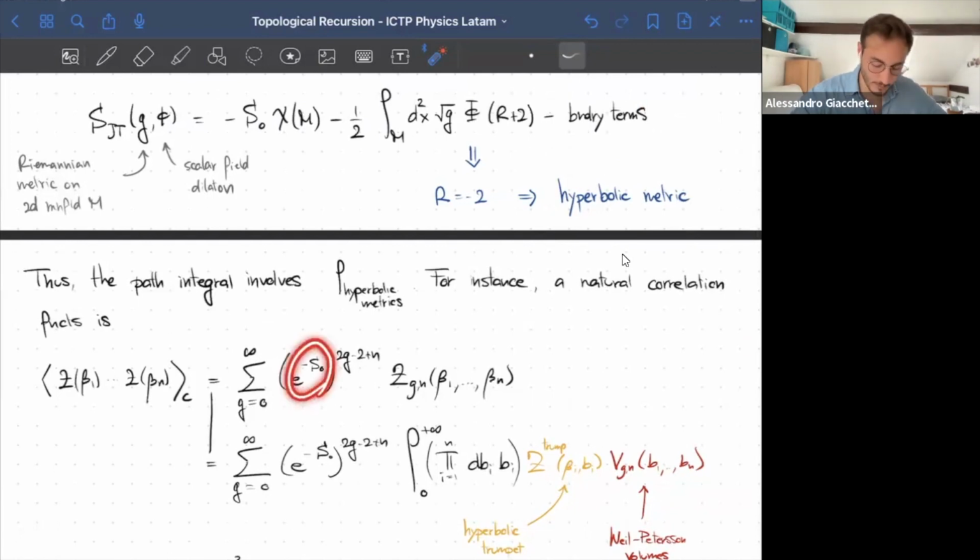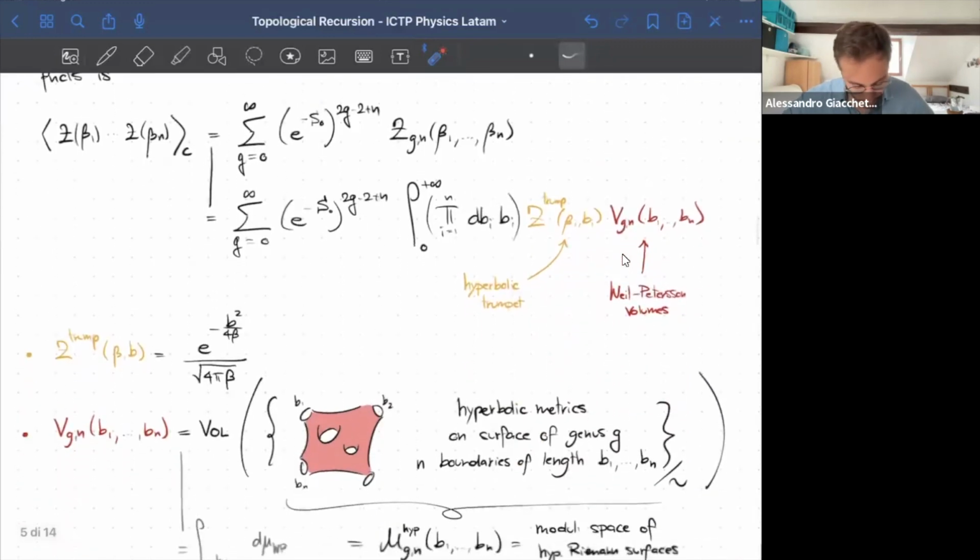So you treat this e to the minus s0 as a coupling constant. And what you will find is a topological expansion where these coefficients have a very geometric interpretation, and they involve, as I said here, integrals over the space of hyperbolic metrics. More specifically, they have a structure like this. They are essentially an integral transform of a product of two terms, something called a hyperbolic trumpet, and something else, which is known as the Weil-Petersson volumes.